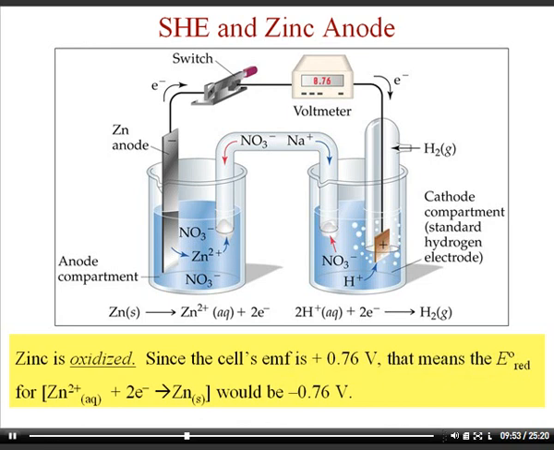Now zinc is oxidized, so since the cell's EMF is positive 0.76, that means the reduction potential for the reaction of zinc ions turning back into solid zinc would be a negative 0.76 volts. So zinc wants to spontaneously oxidize. So when you're writing this as a reduction potential, instead of zinc losing electrons, we have the reaction as zinc ions plus, or gaining, 2 electrons, turning back into zinc. That would be a negative 0.76 volts, so it wouldn't be spontaneous.